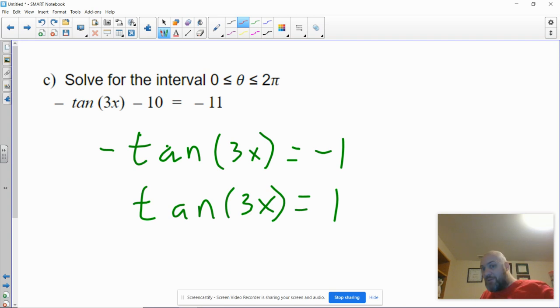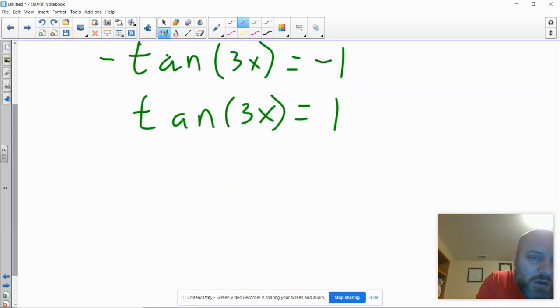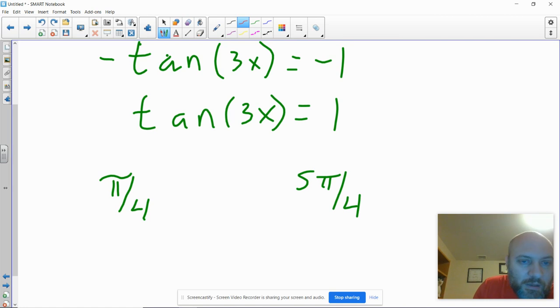So now I need to figure out where the tangent is equal to 1. Well, that's going to be when the sine and cosine are the same value. And that's going to occur in quadrant 1 because I'm going to have 2 positive values, and in quadrant 3 where I'm going to have 2 negative values. So in quadrant 1, it occurs at pi over 4, and in quadrant 3, it occurs at 5 pi over 4. So the tangent of those values will equal 1.